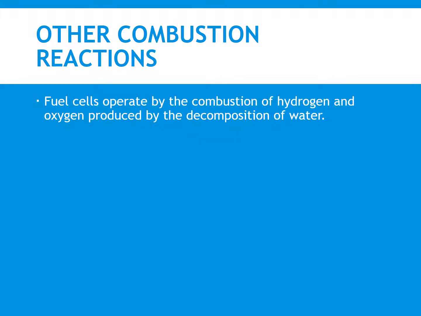Another example is a fuel cell. This is where hydrogen gas combines with oxygen gas to produce water. Although this is regarded as a clean type of energy, as there is no carbon dioxide, the reactants hydrogen and oxygen need to be constantly supplied to the cell in order for it to work.